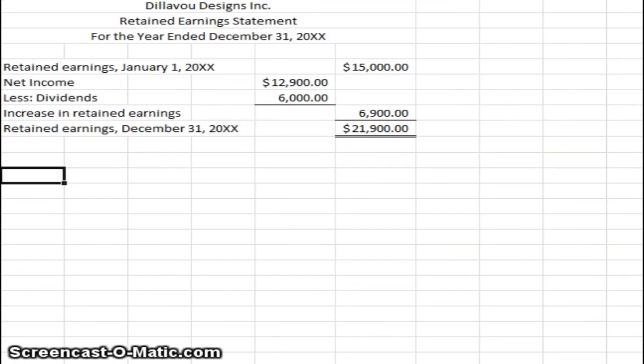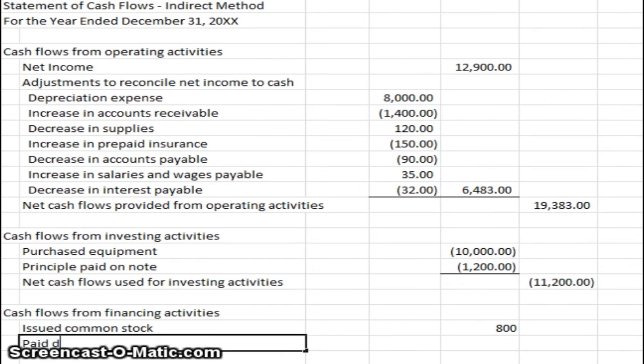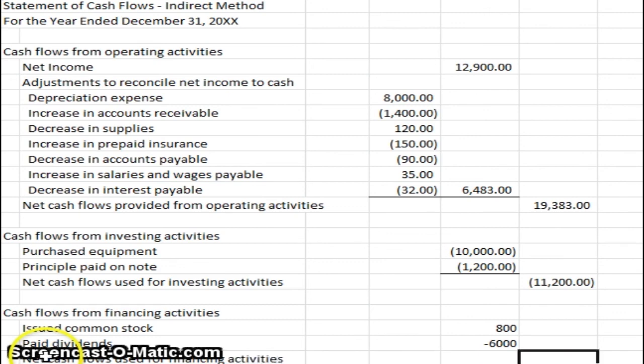Let's go to retained earnings. We've got $6,000 in dividends. So paid dividends. That's a cash outflow, so that's a negative. And we need one more zero on there. That should be $6,000. So this looks like it's going to be net cash flows used for financing activities. And that's the total here. You had one inflow, you had one outflow. Overall, still going to be an outflow.